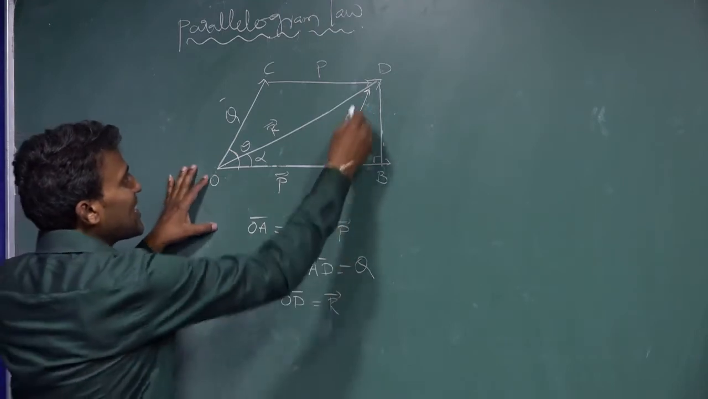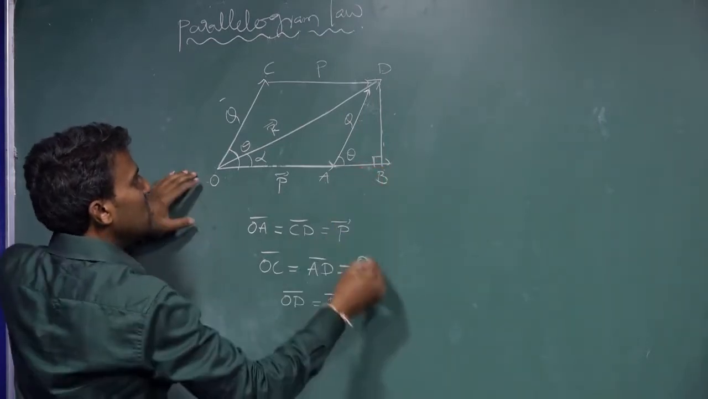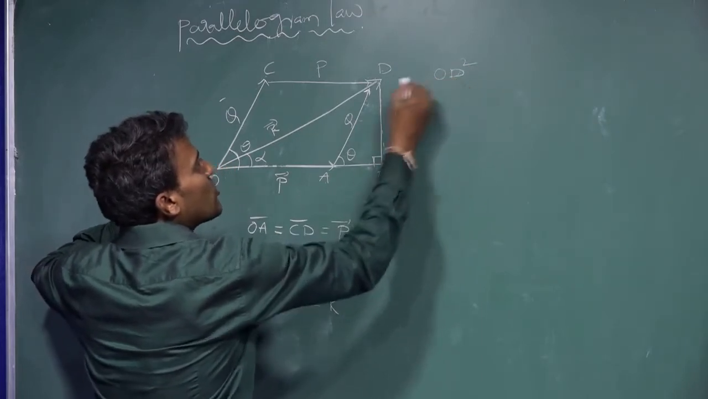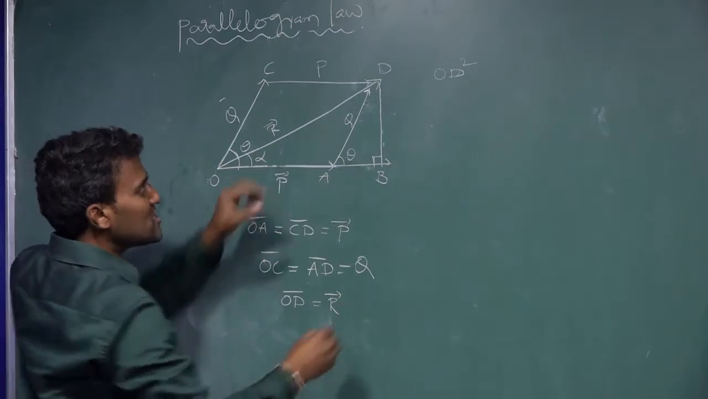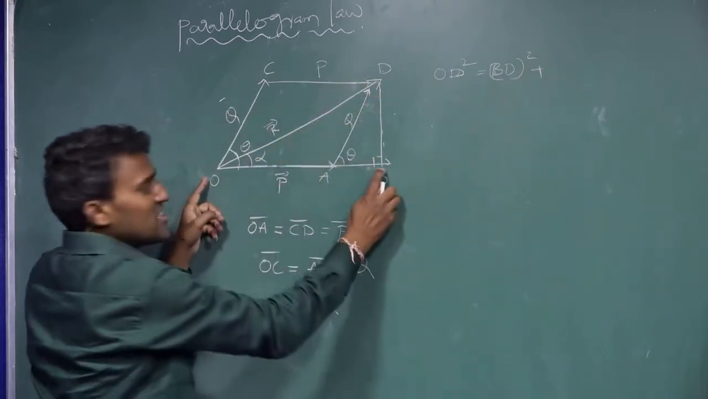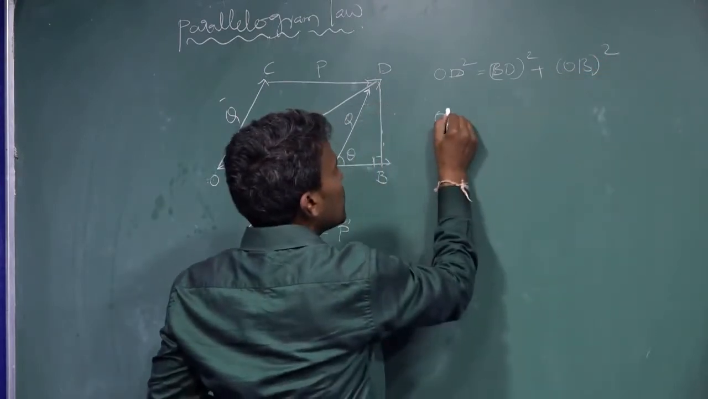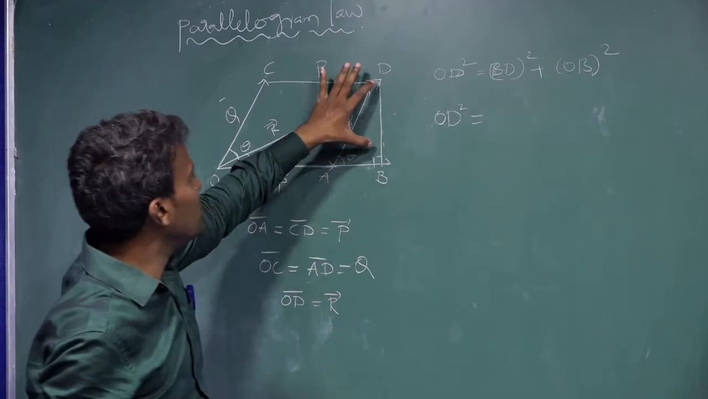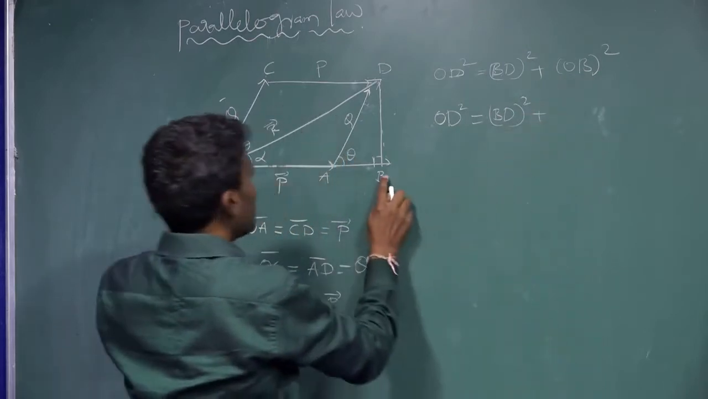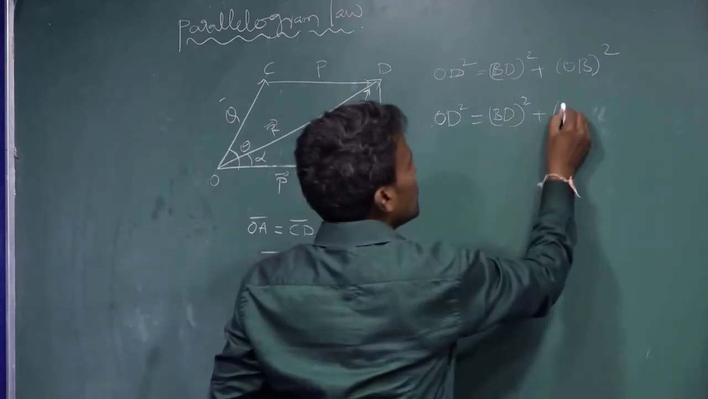Now I am taking one right angle triangle DOB, with angle 90 degrees here. From this, OD square is equal to, because it is the hypotenuse, the square of the hypotenuse equals the square of the opposite side BD plus the square of the adjacent side OB. So OD square is equal to BD square plus OB square. BD we don't know, it is unknown. OB I am writing as OA plus AB.